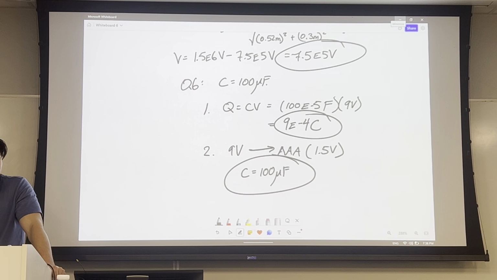Nothing changes. Yeah, question. Is that 10 to the negative 6 farads for microfarads? Oh, yes, this should be negative 6, yes, that's good.